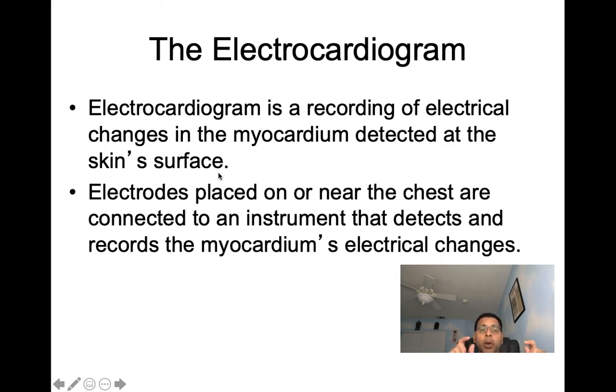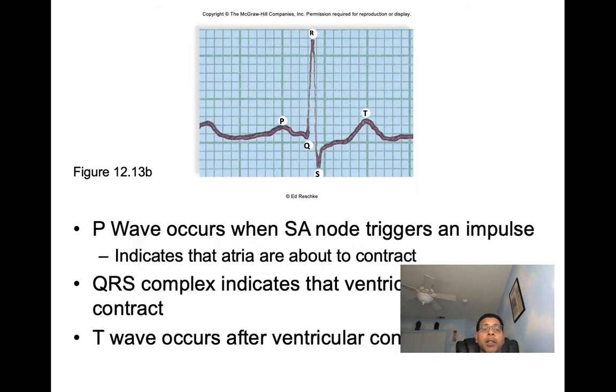surface. And we're going to do that by placing electrodes on or near the chest, and they're going to be connected to an instrument that's going to detect and record myocardial electrical changes. So here we can see our P wave is going to occur when our SA node triggers an impulse, and it indicates that the atria are about to contract. So the P wave indicates the atria are about to contract.